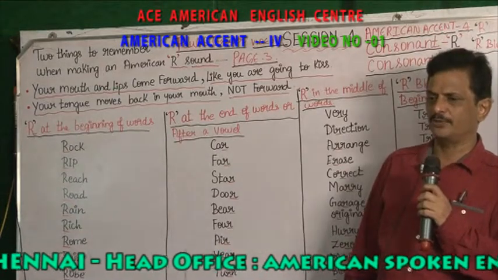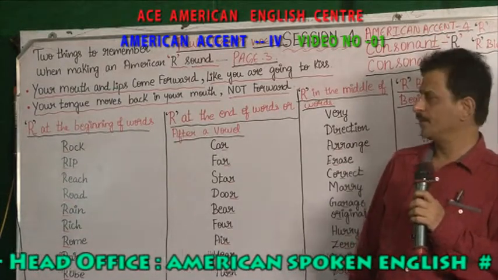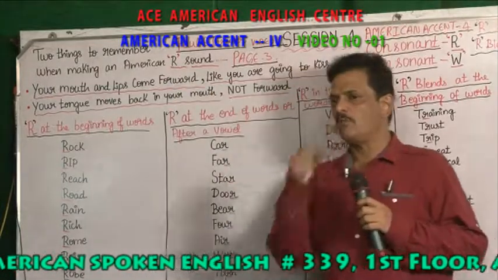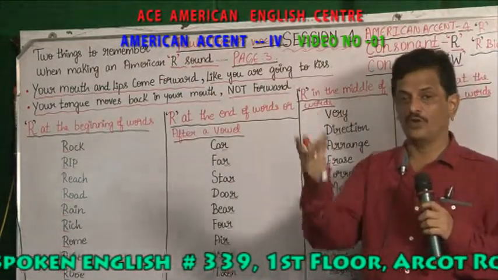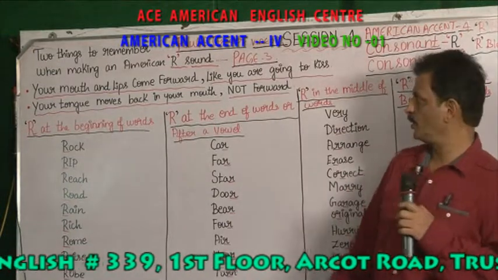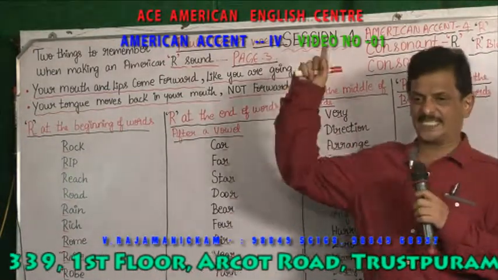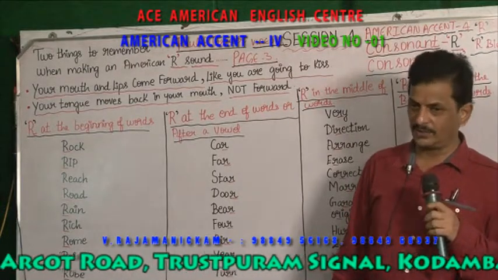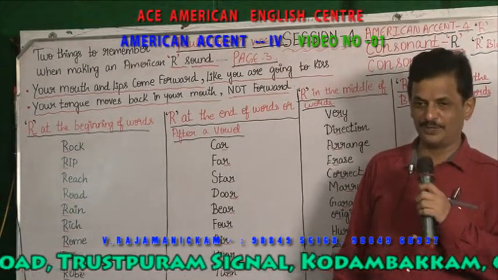So R, how do you pronounce R? Here, your mouth and lips come forward. How should it come forward? Like you're going to kiss. How do you kiss? Kadir, you know how to kiss? You have to push forward your lips, isn't it?